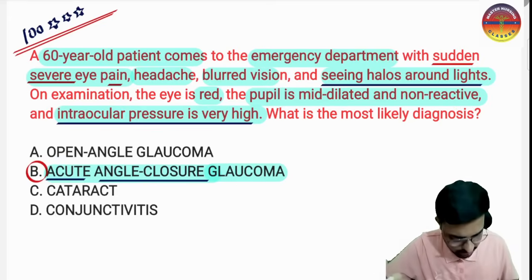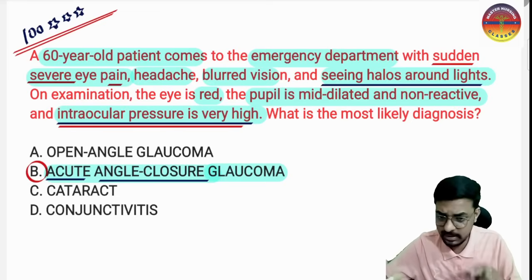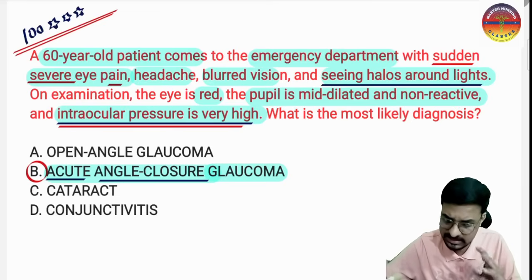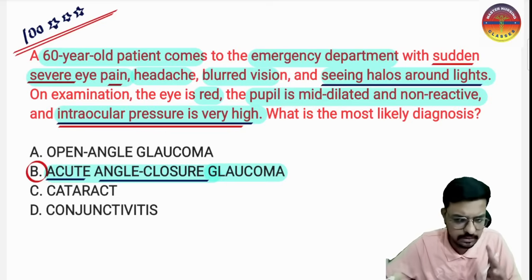Here the intraocular pressure is raised, along with severe pain, headache, blurred vision and seeing halos around the light, and the pupils are mid-dilated and non-reactive. So this is the classical clinical finding of acute angle closure glaucoma.